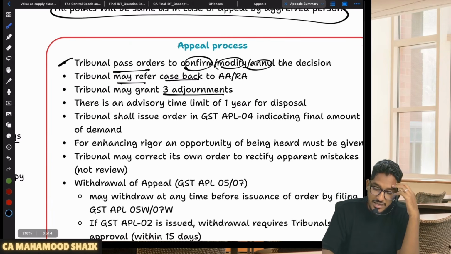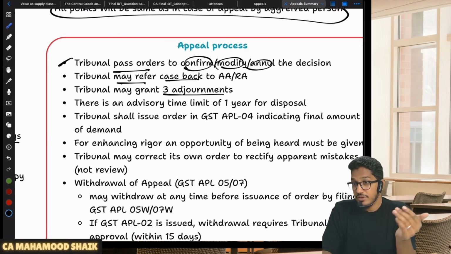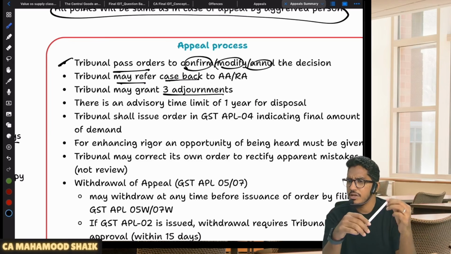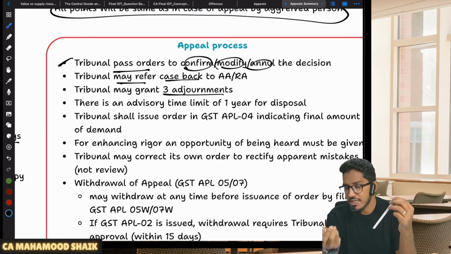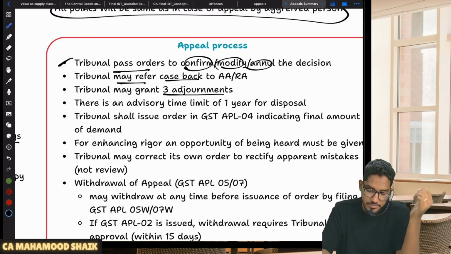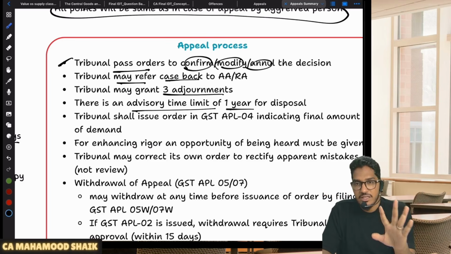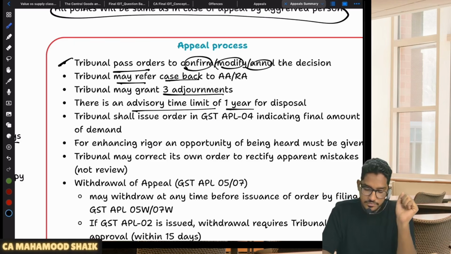Then the Tribunal may grant 3 adjournments. If there is a valid reason, they can adjourn the cases. Three times they can do the adjournment. What do you mean by adjournment? Postponing it to the next date. The hearing will be postponed to the next date. So like that, 3 adjournments they can give. There is an advisory time limit of 1 year. Once again, advisory time limit only.